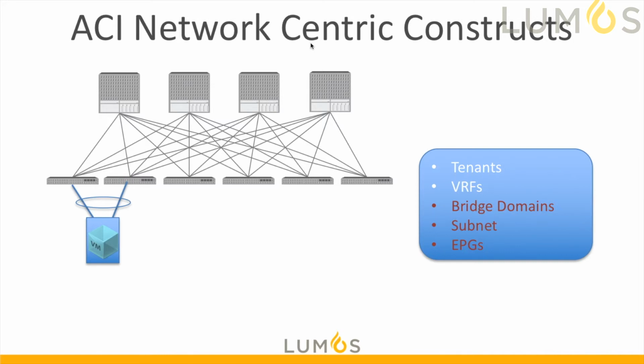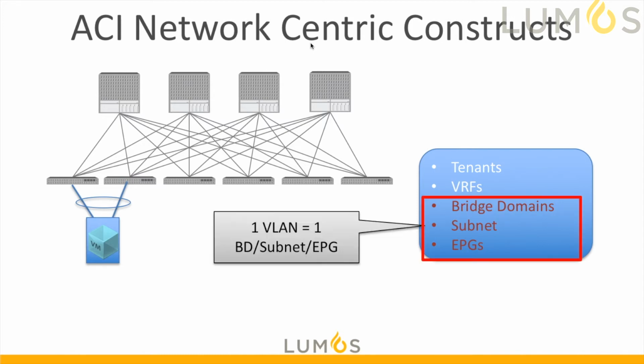So tenants, remember, are just an organizational container unit, and then VRFs, which are our IP routing tables. And inside of that, we've got our bridge domains, subnets, and EPGs. Those are what we're going to be talking about today because those are what we relate specifically to network-centric. Our bridge domain is our layer 2, layer 3 boundary. Our subnets are where our SVIs live and where we designate the IP addressing for that particular bridge domain. And our endpoint groups are hosts that are treated with a like policy model.